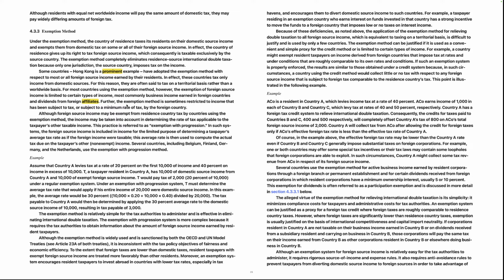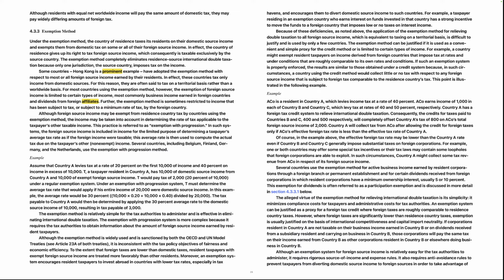Example: assume that country A levies tax at a rate of 20% on the first 10,000 of income and 40% on income in excess of 10,000.